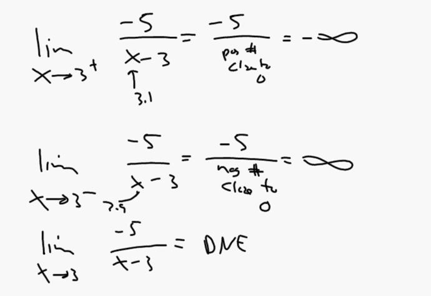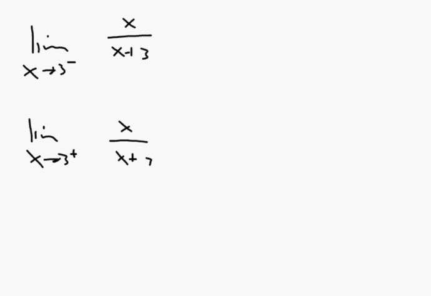Okay, let's try one more problem. So how about this one? The limit as x goes to 3 again, from the left, of x over x plus 3. The limit as x goes to 3 from the right of x over x plus 3. And then lastly, we'll call this the two-sided limit. The limit as x goes to 3 from both sides of x over x plus 3.